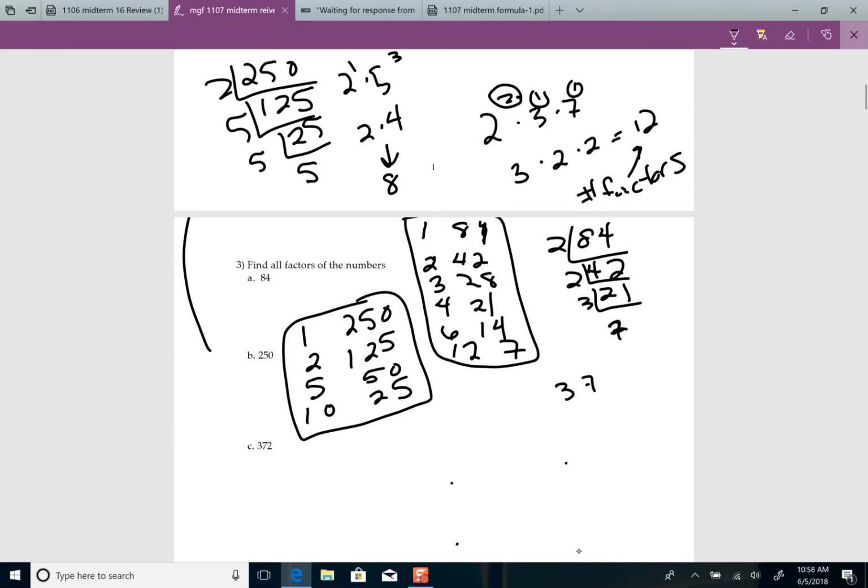So let's try it again. Let's look at the 372, and I'm going to divide by 2. It gives me 186, which definitely says divide by 2 again.